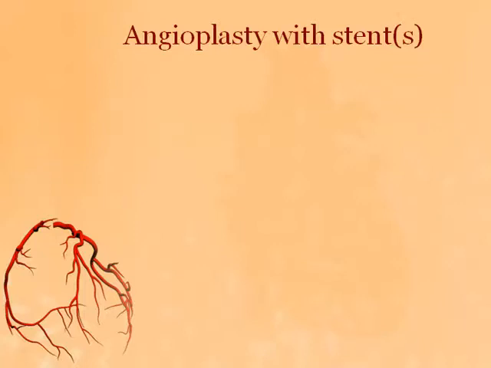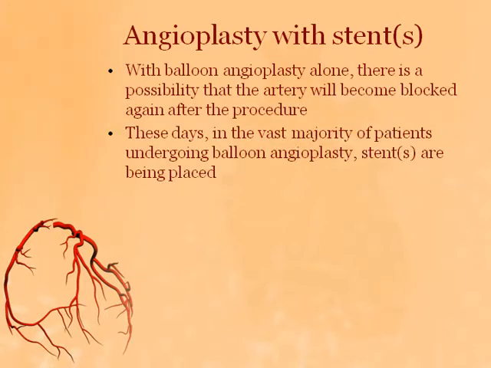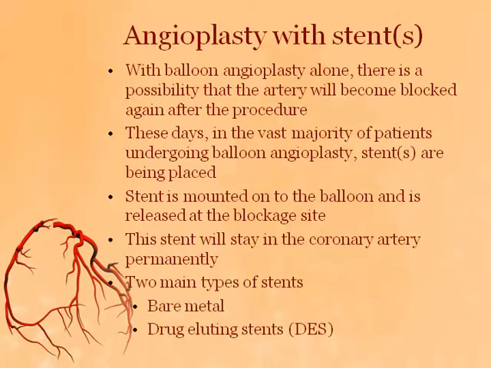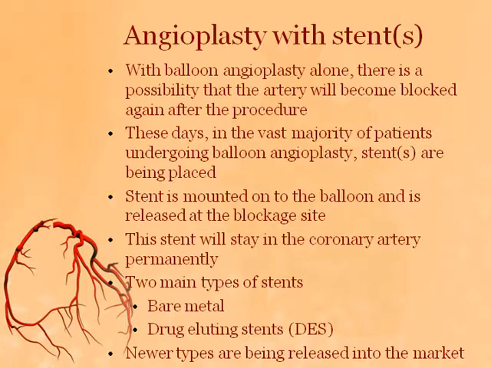Then we also learned about angioplasty with placement of stents. Mostly this is the procedure that's being preferred by cardiologists these days. So the stent is released at the site of blockage and it will stay in the coronary artery permanently in an open position, so it can open up the blood vessel and keep it open. And at present there are two main types of stents that are being used: bare metal stents and stents with drug coating on them. And of course there are always newer types being released into the market.